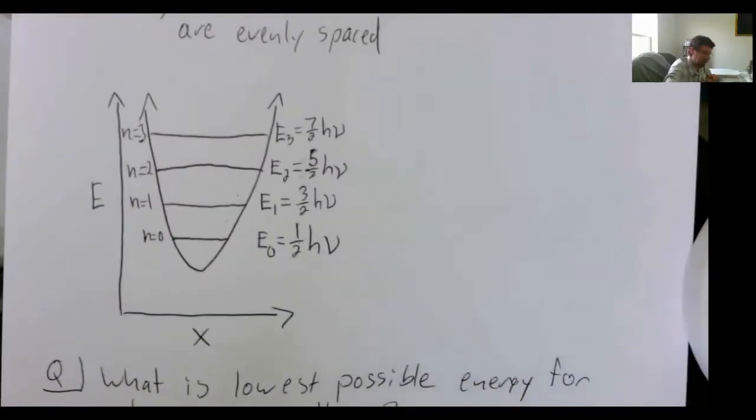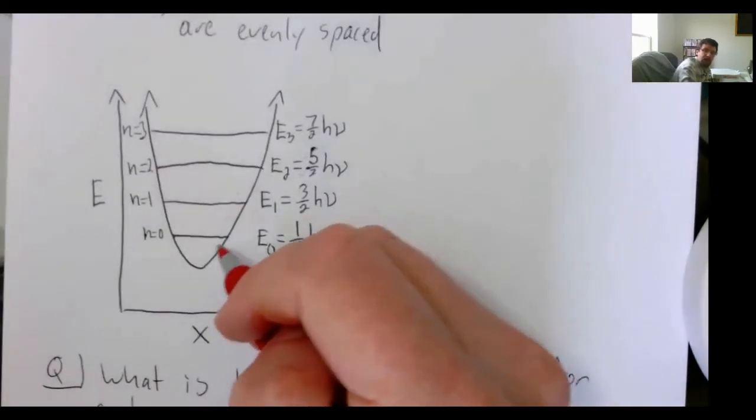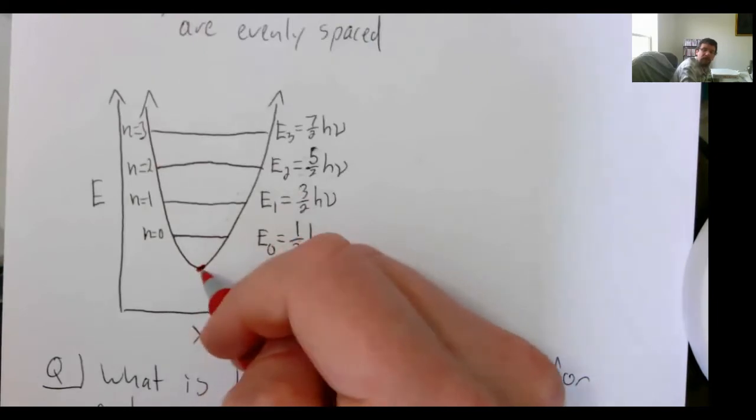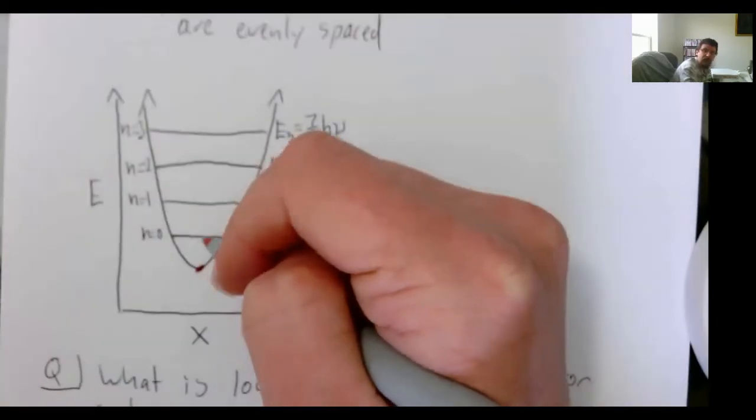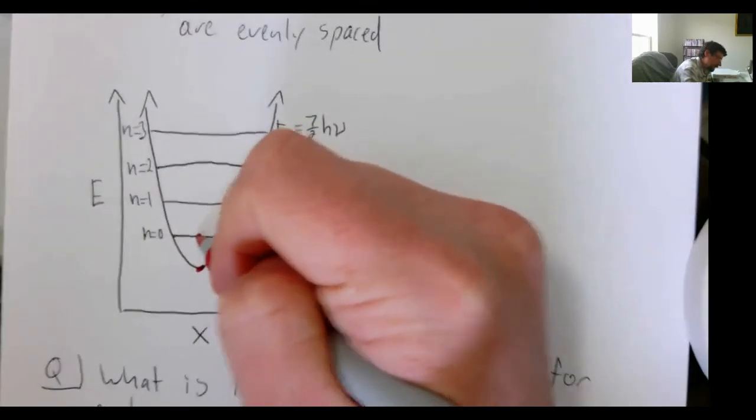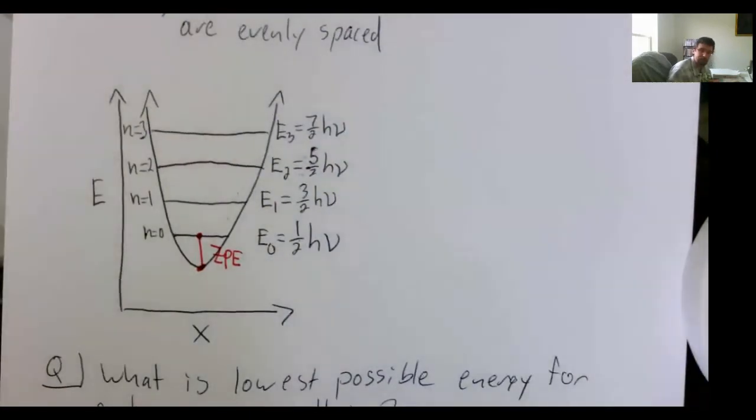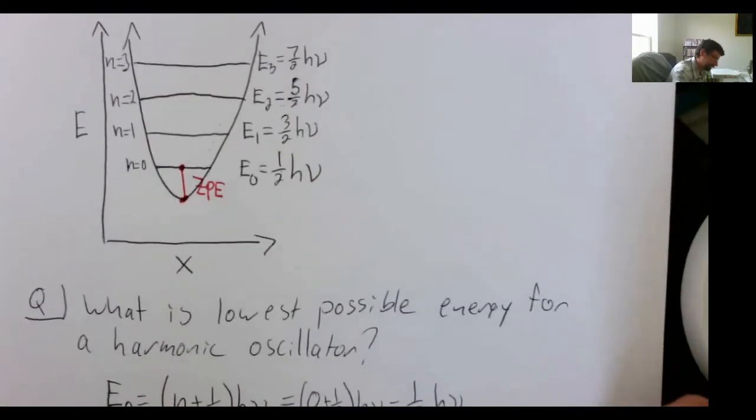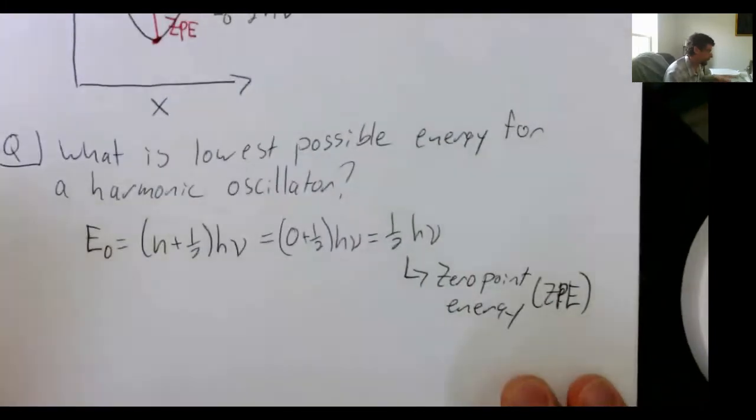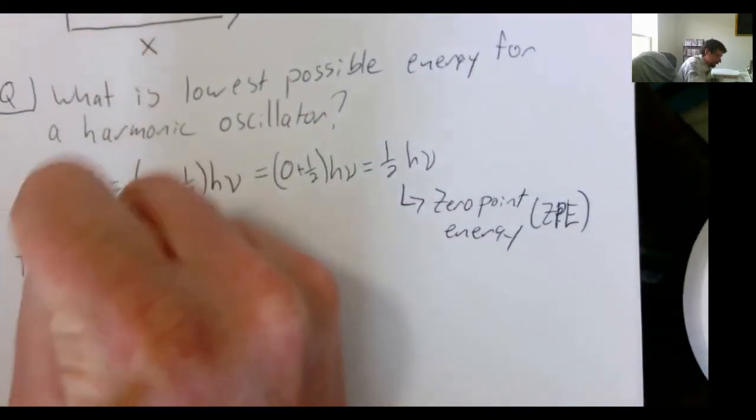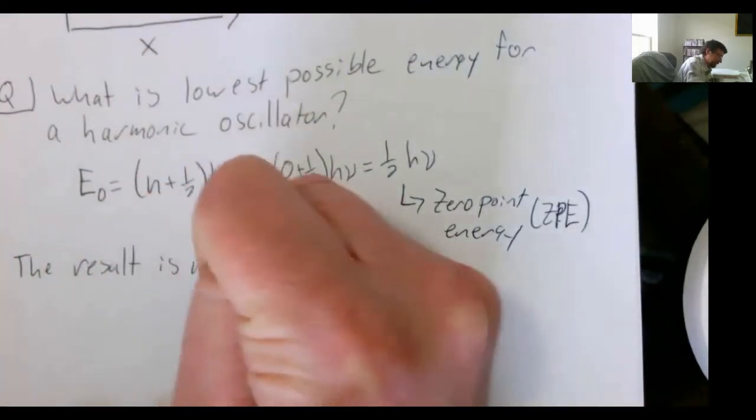So what we're talking about is if we look at a harmonic oscillator, even though this right here is our minimum, the energy that this system has to actually be up here. So this is the zero-point energy, ZPE. So what does that mean? The result is non-zero.